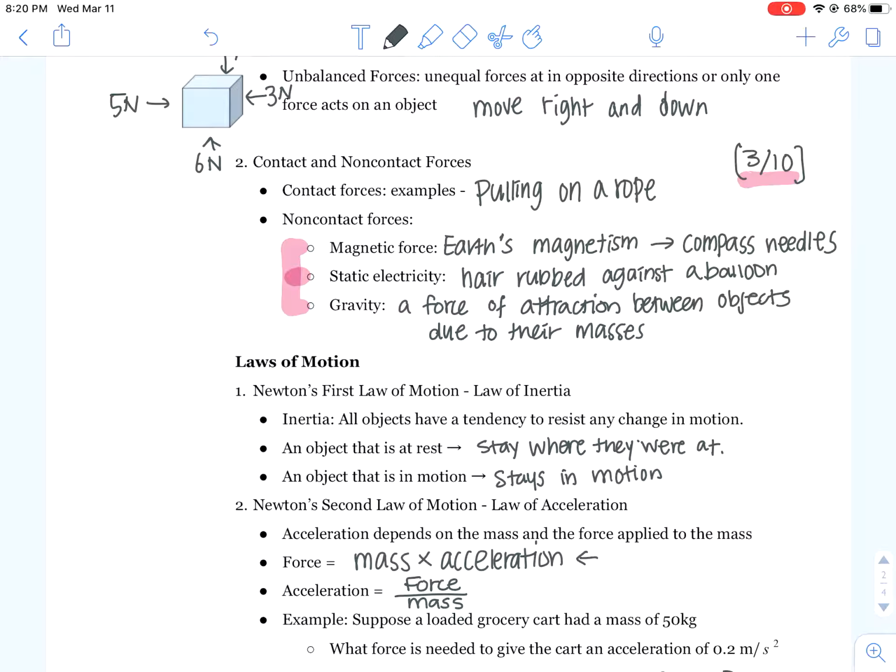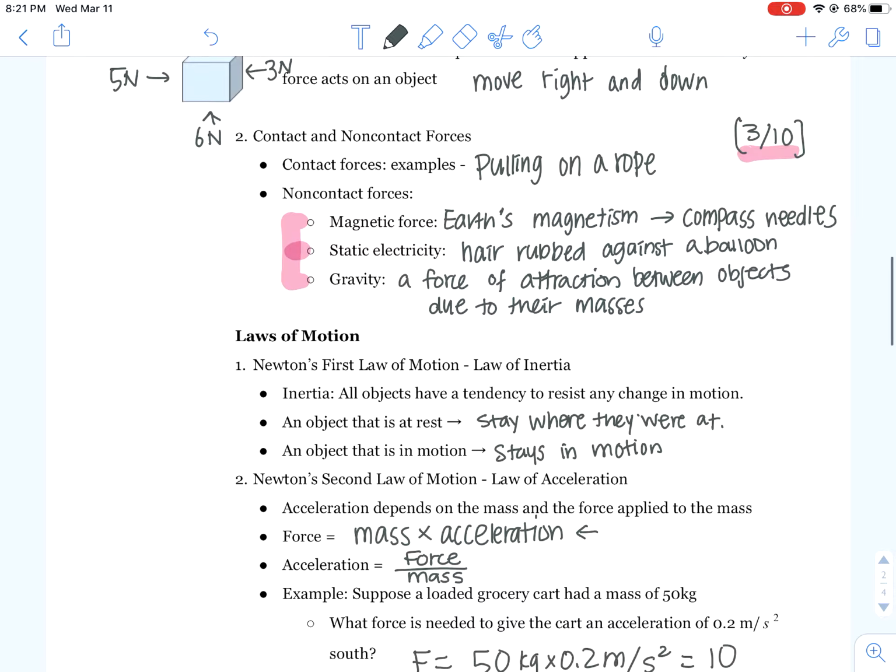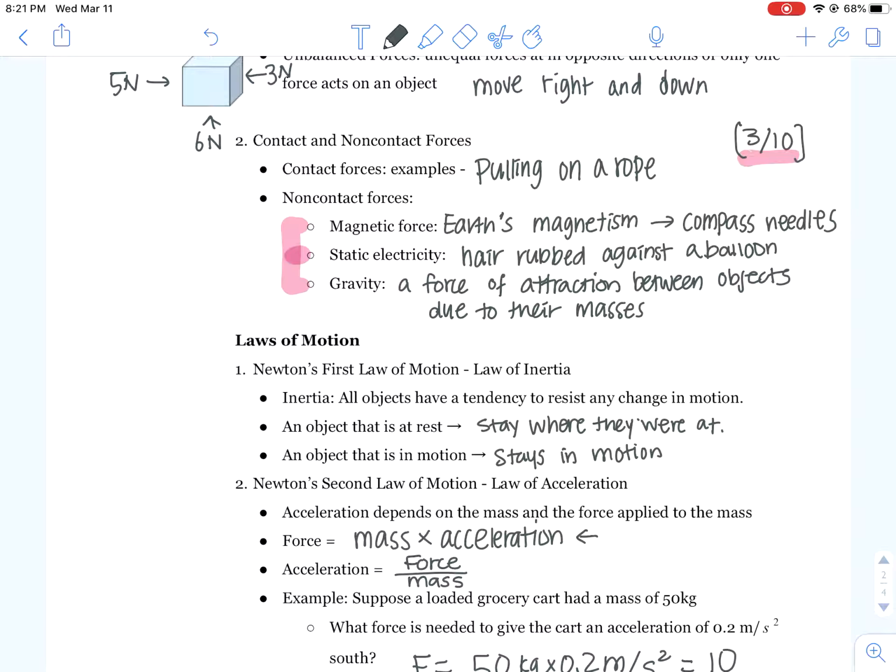So we're going to practice a couple of questions. For example, let's suppose a loaded grocery cart had a mass of 50 kilograms. The reason why I'm using kilograms instead of pounds is because their unit is going to be with meter per second squared. Everything is metric system, so we go with the metric system. What force is needed to give the cart an acceleration of 0.2 meters per second squared south?